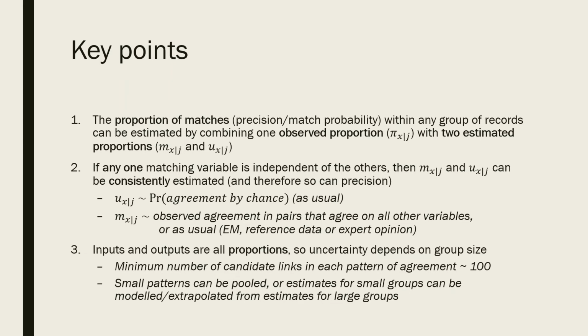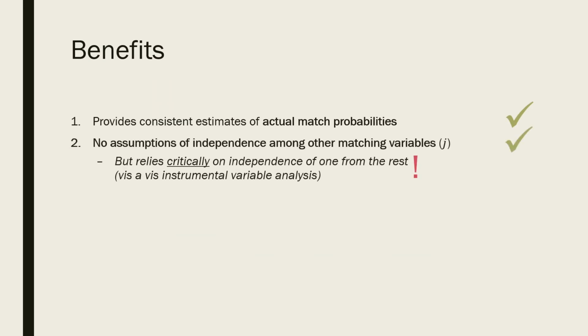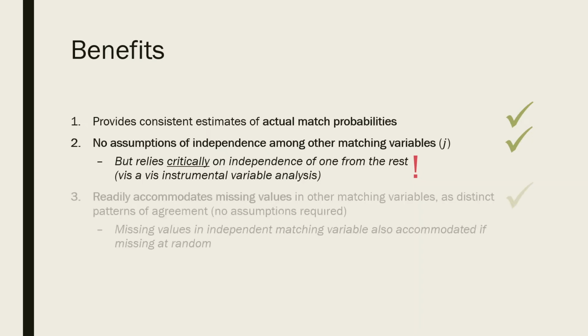Smaller groups, so patterns of agreement that don't have many candidate lengths, can be pooled, or perhaps estimates for those smaller groups can be modeled or extrapolated from the estimates for large groups. Why do this? Given that one independence condition holds, it provides consistent estimates of actual match probabilities. It makes no assumptions at all about independence of other matching variables, and you don't even have to explicitly accommodate them. But it does rely critically on this one independence condition.